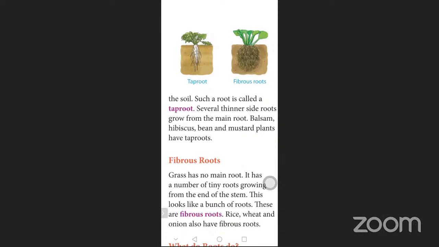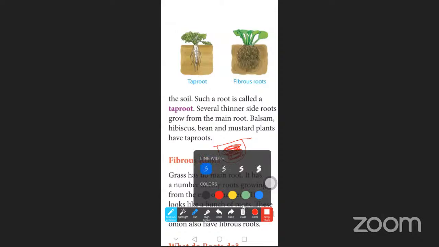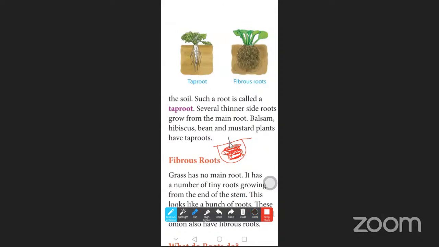So how can you find out these root systems? The middle one is the main root. This is the under the ground part. These are all the soil. And next is the main stem. The stem has small leaves. Like this, you may see.